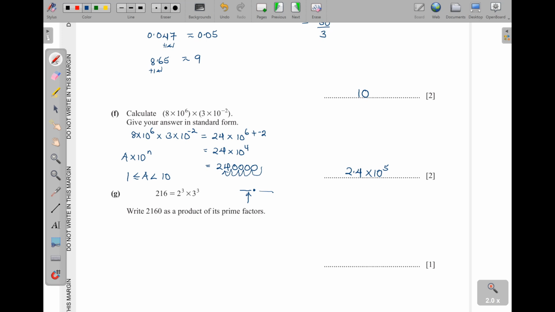Alternatively, I can use the ordinary number. So alternatively, you can use your calculator. So you get 8 times 10 to power 6, then times 3 times 10 to power negative 2. This one can just give you straight away 24,000. And then you do the same. Okay, you get that answer there.